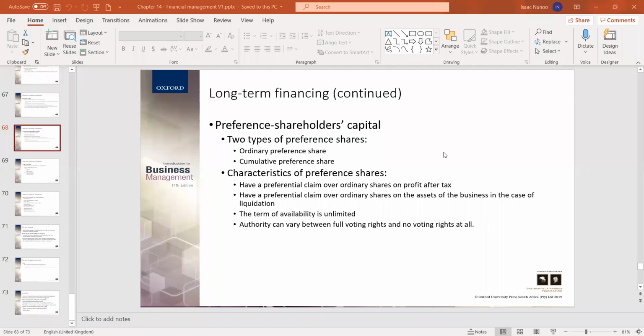In terms of the preference shareholders' capital, there are two types of preference share: the ordinary preference share and the cumulative preference share. The characteristics of the preference share are that they have a preferential claim over ordinary shares on profit after tax, and a preferential claim over ordinary shares on the assets of the business in the case of liquidation. The term of availability is unlimited, and the authority can be varied between full voting right and no voting right at all.